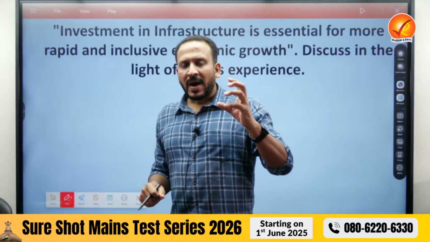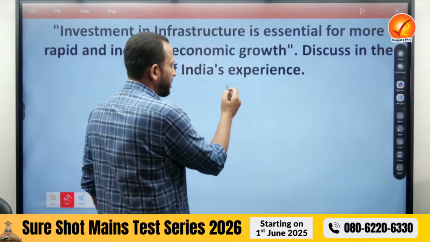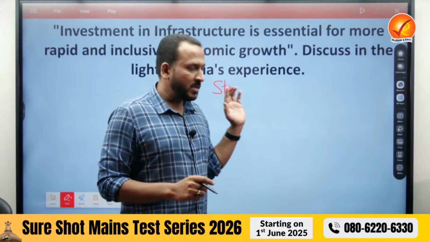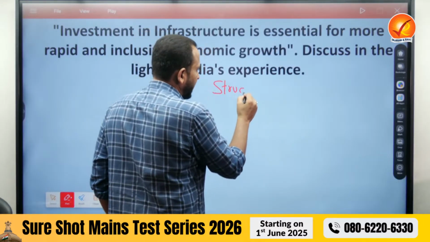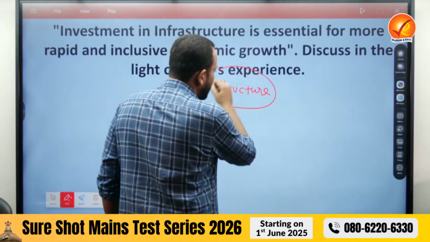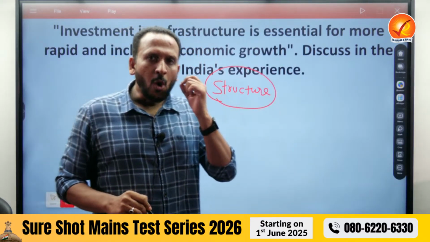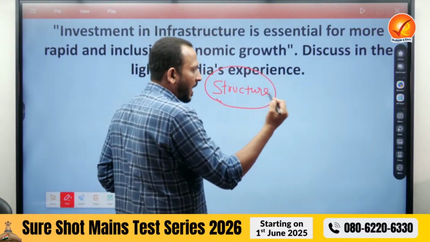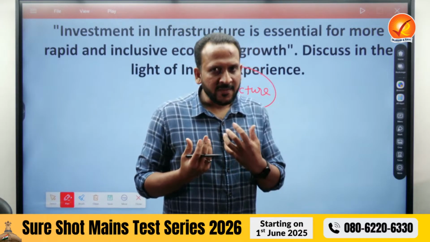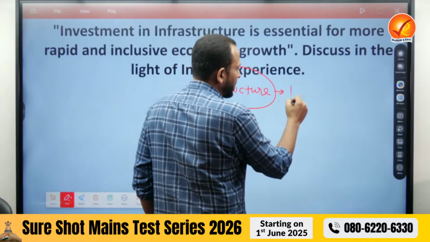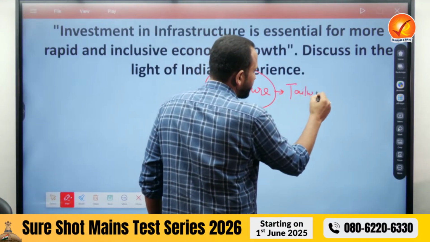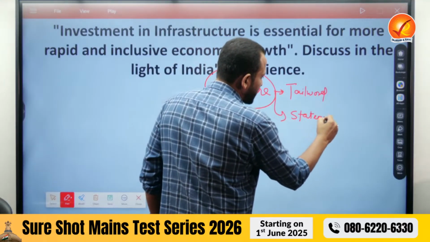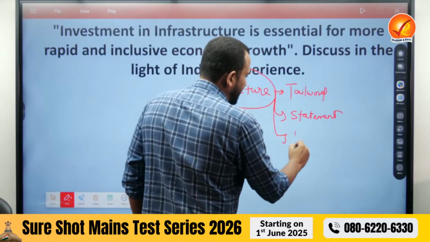Now, as far as the broad structure is concerned, this point is very, very important, my friend. This part is very important to understand. As far as the structure of the answer is concerned, you always have to think what is the tail word in the question. What is the statement in the question, and are there any keywords in the question?